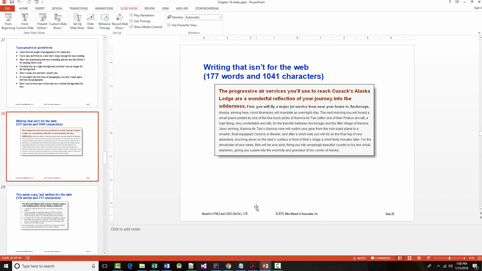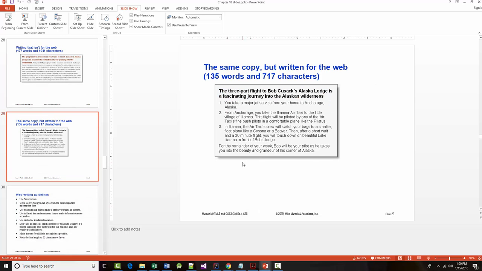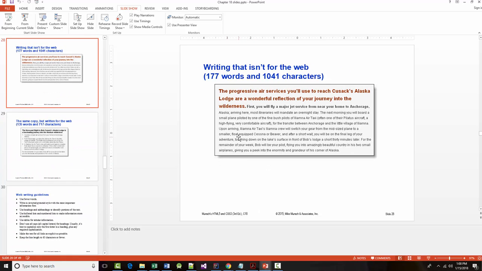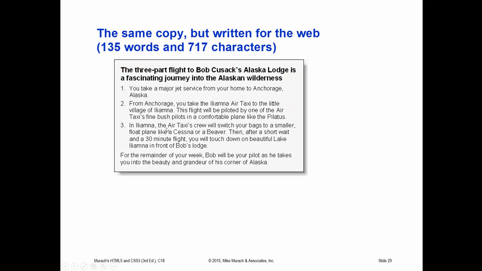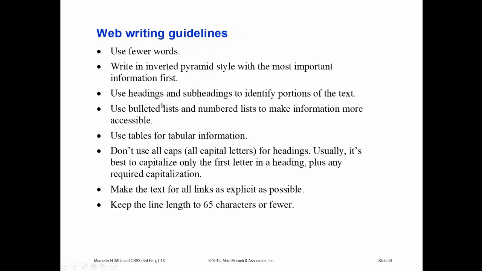Web users typically skim a web page and scan what they're looking for. They don't read it like you read a book. So when you write for the web, you have to follow the guidelines we just mentioned. Notice the difference between this, which is not written for the web, and this, which is much easier to read and scan through.